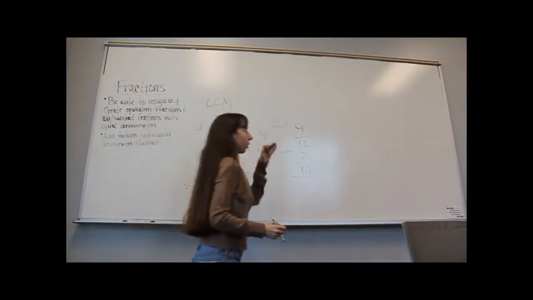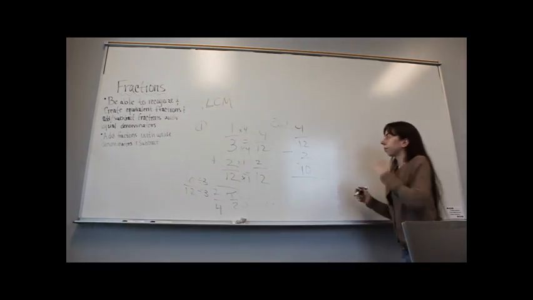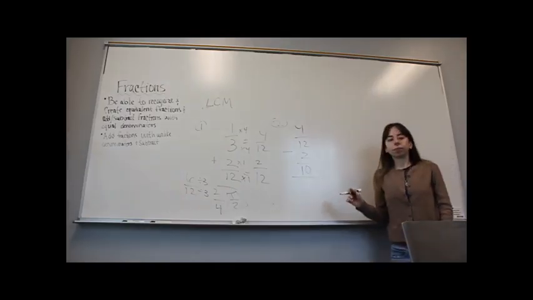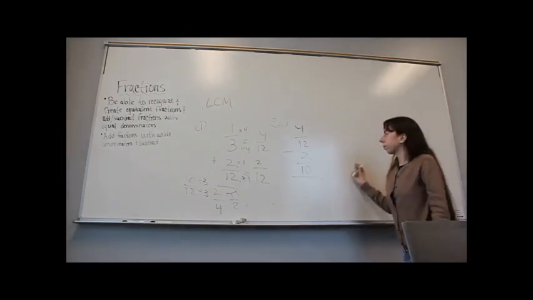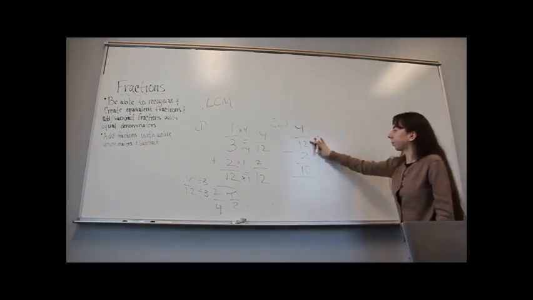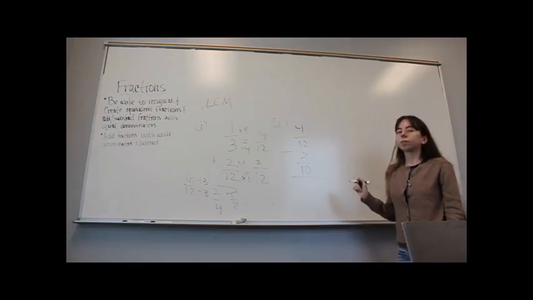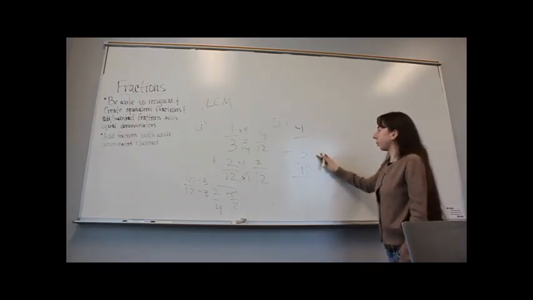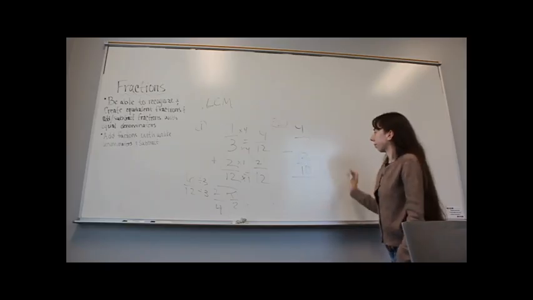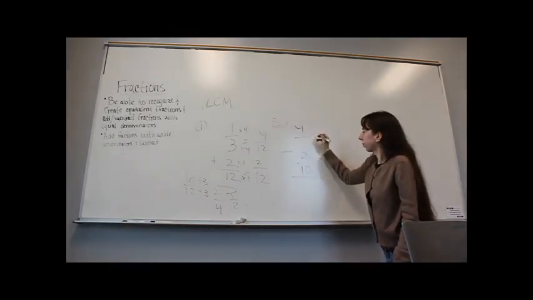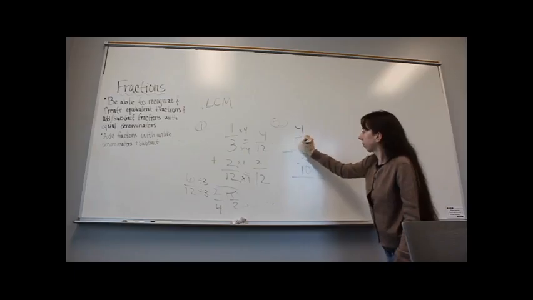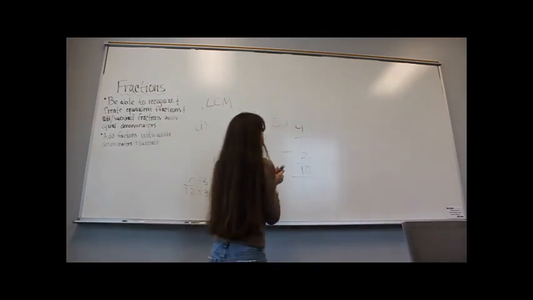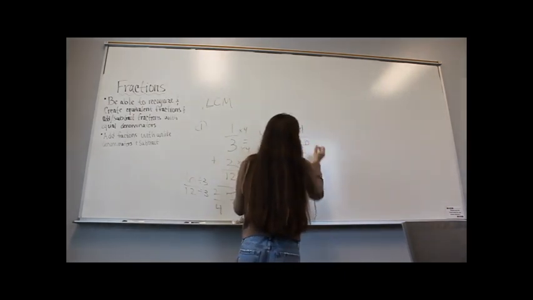Okay, so now for this one, what is our least common multiple? 12. No. Well, let's make this one a little bit easier. So let's do 20.